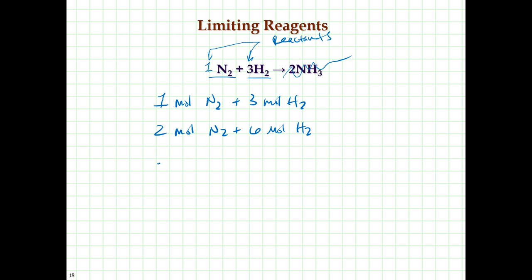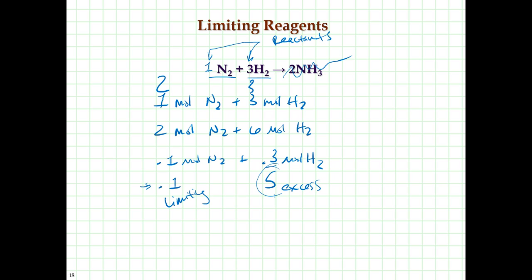Let's say that I had only 0.1 mole of nitrogen gas. How much hydrogen gas would I need to react with all of that 0.1 moles of nitrogen gas? Well, 1 divided by 10, 3 divided by 10, 3/10 of a mole of hydrogen gas. So these are equal quantities. What if I had 0.1 and 5? 5 is way more than 0.3. This is too much. It is in excess. I'm going to run out of the nitrogen first. This is my limiting.